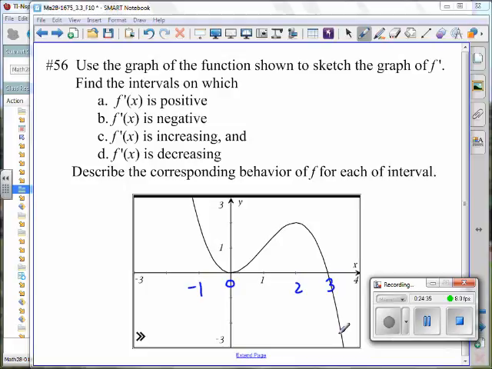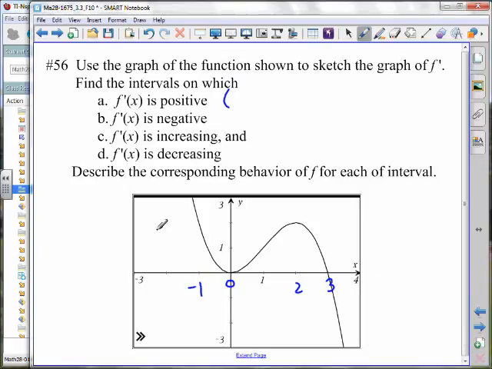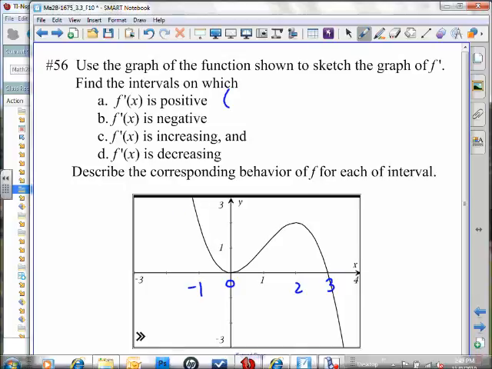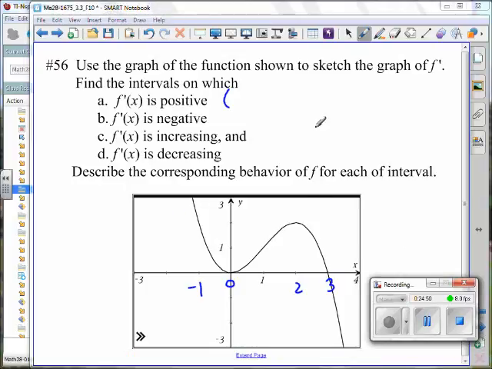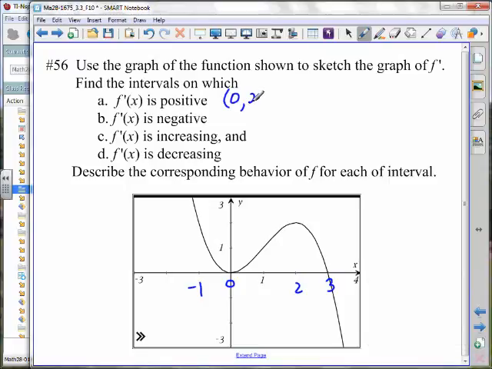Okay, Kevin, you have part A. The first derivative is positive. What intervals? From 0 to 2. Okay? Any others from anybody else? Okay, visualize the tangent lines.